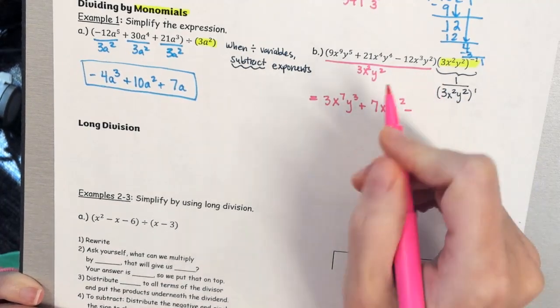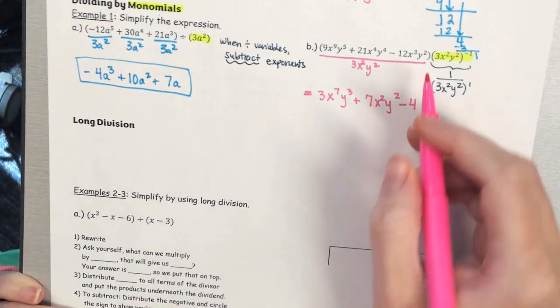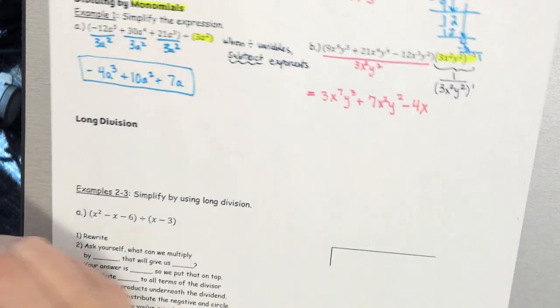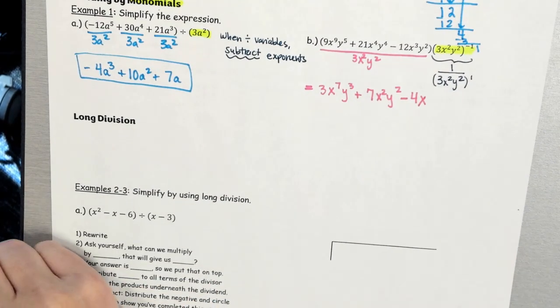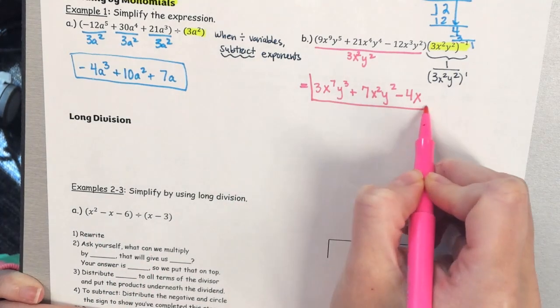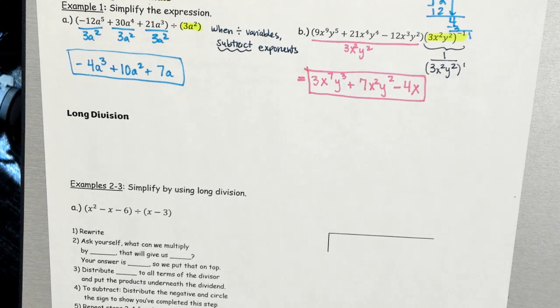And then here you have a negative divided by a positive. So this is going to be negative 4. X cubed divided by x squared is x, and then y squared divided by itself is y to the 0. Anything to the 0 power, do you guys remember what that is? 1. So 4x times 1 is just 4x. You can also think of it as, oh, those are just going to cancel out. So your final answer is 3x to the 7th, y cubed plus 7x squared, y squared minus 4x.